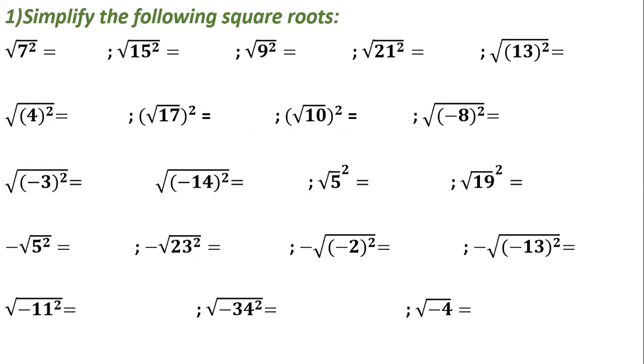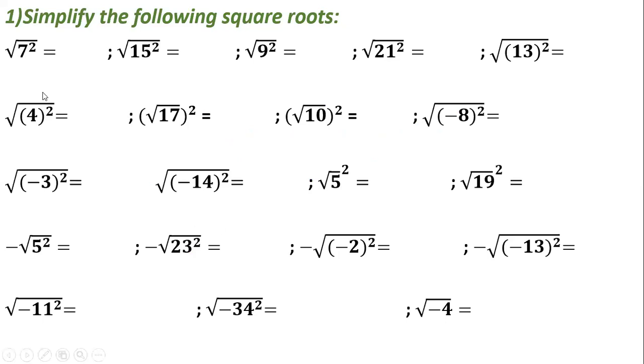Number one, simplify the following square roots. In this exercise, we're going to apply the rule that radical a squared, where a is positive, is equal to a. And as I said, a negative radicand does not exist.